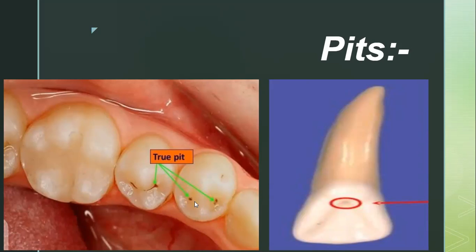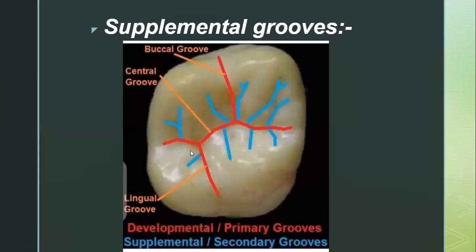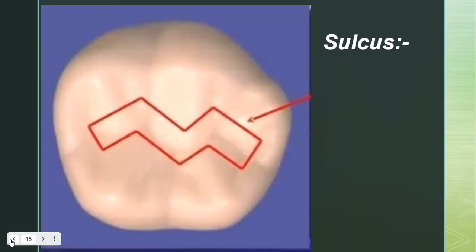Here we have pits in brown color. We have marked them with brown color. Here we have pits. Developmental grooves are joining over there, forming a pit here. This is the pit point. Here we have a pit point. And here we have a pit.